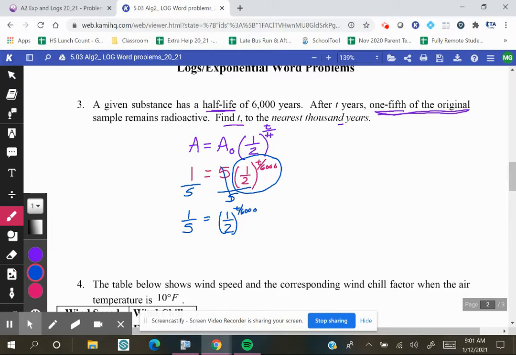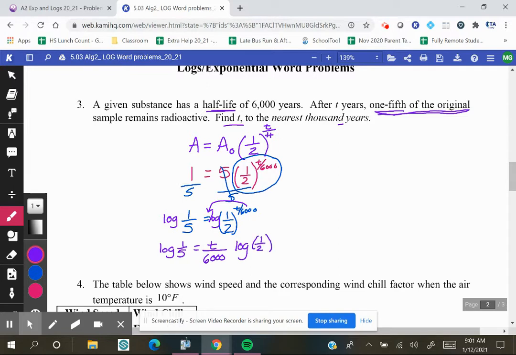My variable is still in that exponent, so I'm going to need to use logs to get it out. So I'm going to write log in front of each side. I'm not using ln because I don't see an e anywhere. Once I put the logs, now I can use my property to swoop it to the front. Here I don't have any exponents, so I don't need to swoop anything. So now I have t over 6,000 times the log of 1/2.